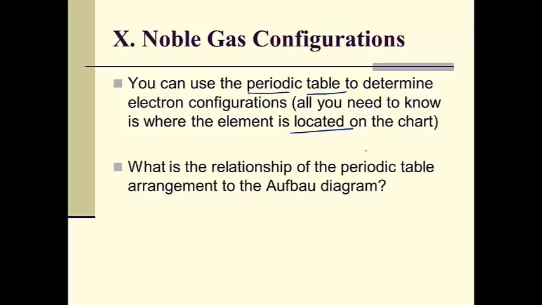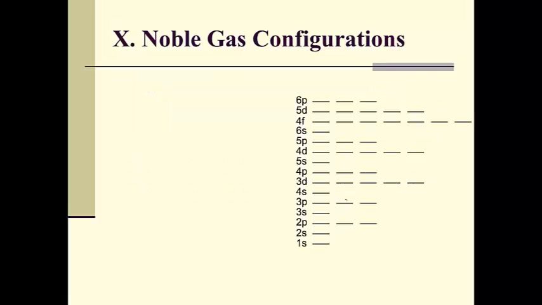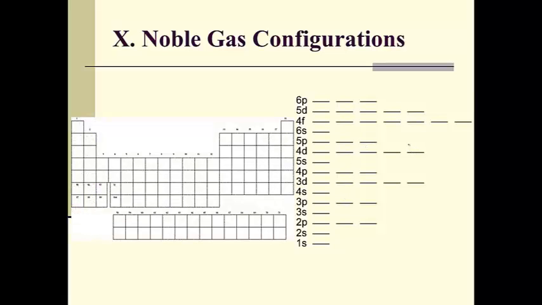So what's the relationship between the periodic table arrangement and the Aufbau diagram? This is the cool stuff, so pay attention. Here's our periodic table, here's our Aufbau diagram. Each one of these blocks represents 1 electron. Don't think of these blocks as being like those on the Aufbau diagram. Each one of these basically just holds 1 electron. Just think of the blocks in the periodic table as electron holders.